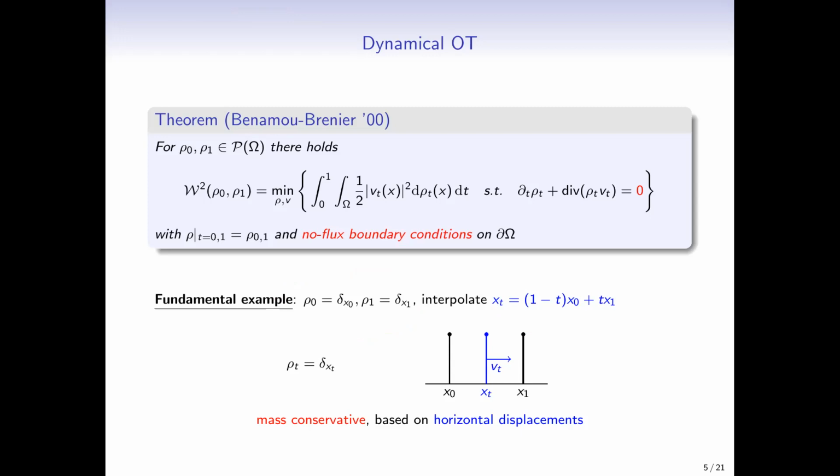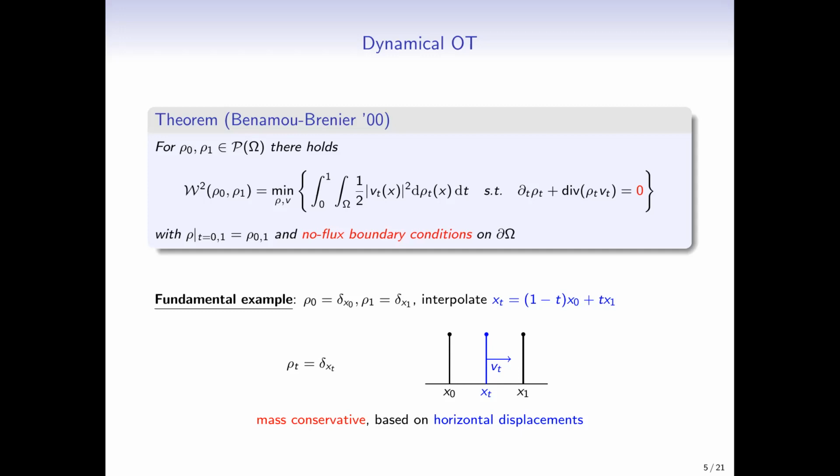And then the solution of the optimal transport is given by the traveling Dirac located at time t at precisely x_t. So you see here, you have ρ0, which is a Dirac mass at x0, ρ1, which is a Dirac mass at x1, and the solution at time t is just a Dirac mass located at the solution of the geodesic.